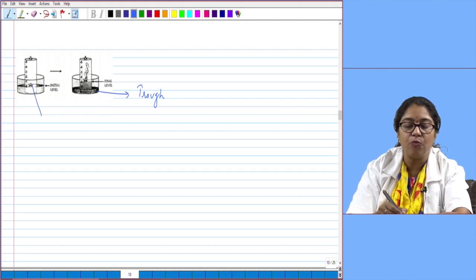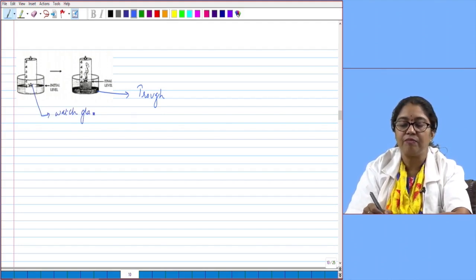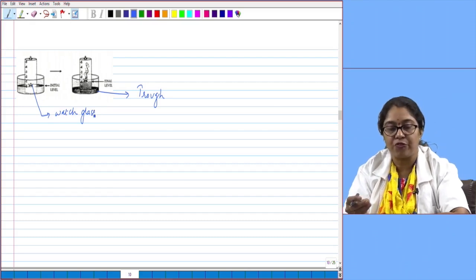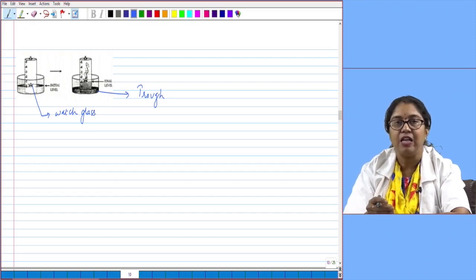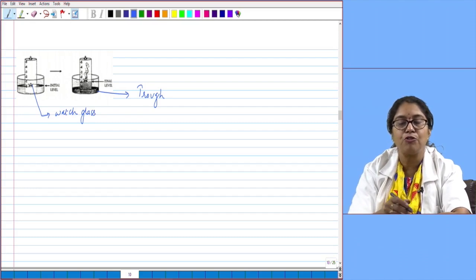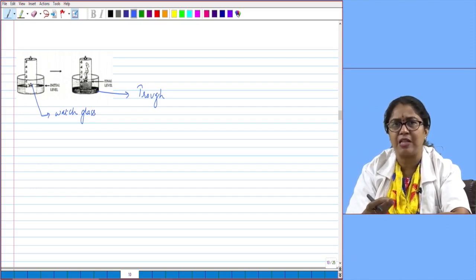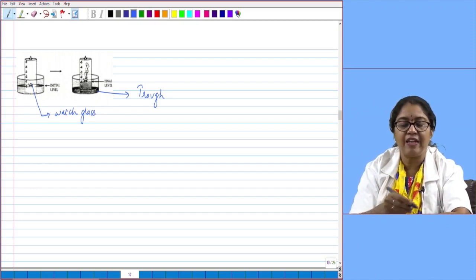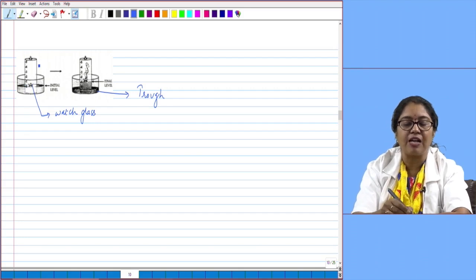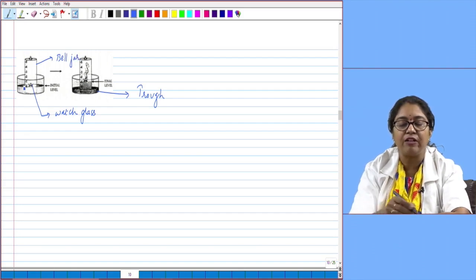This is the tiny watch glass, on which we take some phosphorus, and this watch glass is allowed to float on water with the help of some cork or some lighter material, and then we invert a bell jar over this watch glass. And this bell jar, if you see, children, it is graduated, that is, it has markings on it, right?